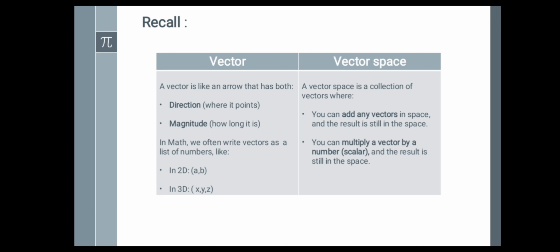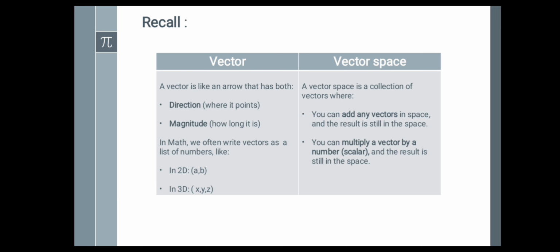So in our example here, we often write vectors as a list of numbers, like in 2D, (a, b), or in 3D, (x, y, z). While the vector space is a collection of vectors where you can add any vectors in the space and the result is still in that space, or you can multiply a vector by a number, a scalar, and the result is still in that space. So think of a vector space like a world where vectors live. Again, it's a collection of all possible vectors that follow certain rules.